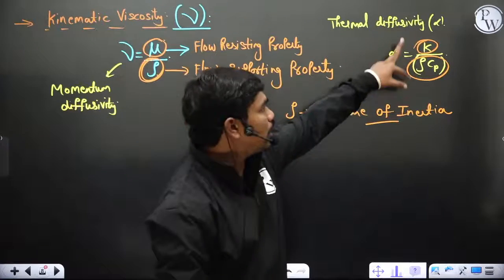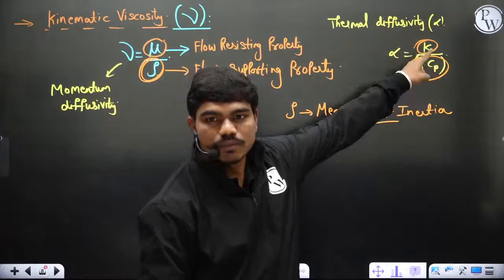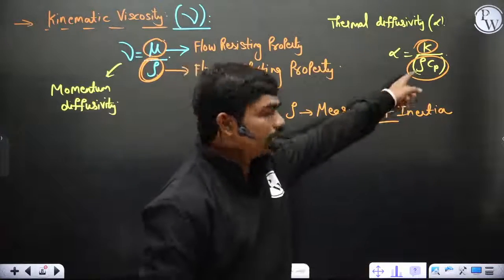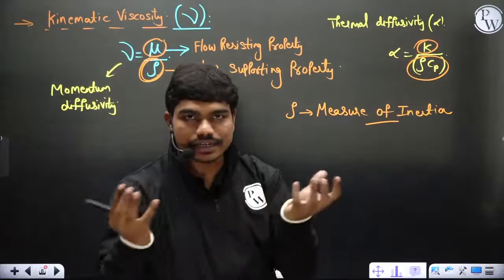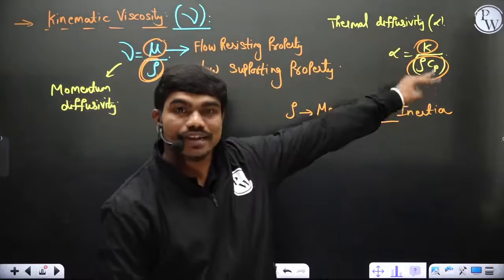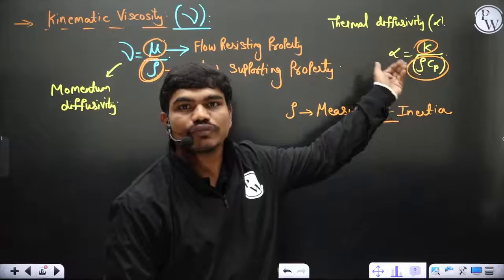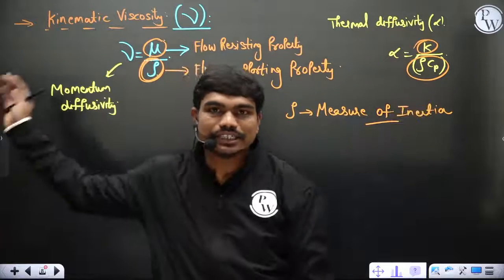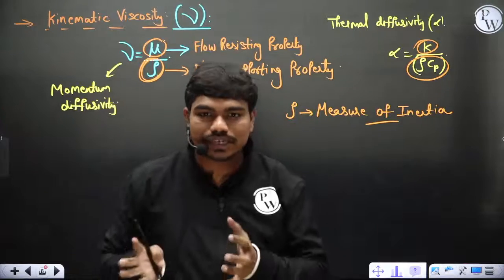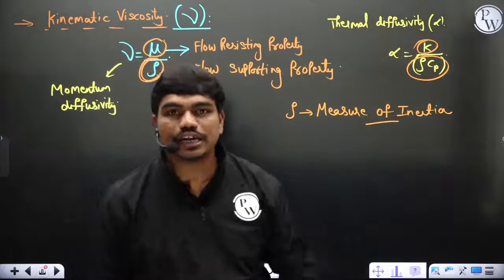Okay, so this is also a ratio of two contradicting properties. One property will try to propagate the heat through the substance, and the other tries to hold the heat. Okay, it tries to store the heat actually. So that's how this is also a ratio of two contradicting properties which decides the effectiveness of the heat transfer in any medium, and this tells you about the effective momentum transfer, means effective motion of the flow in a particular medium.